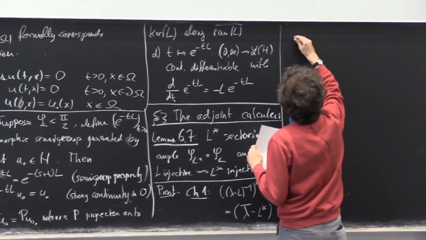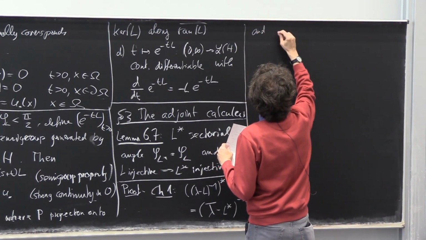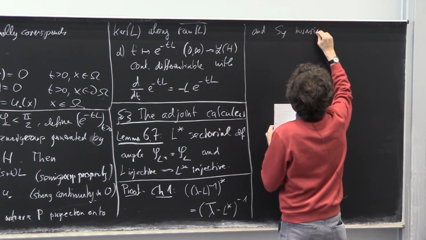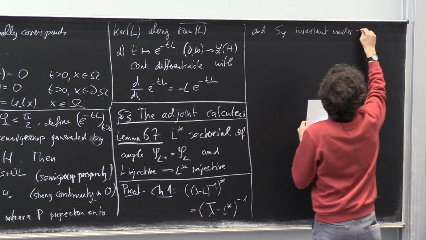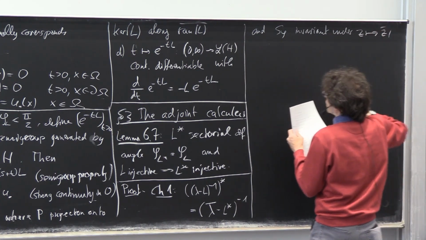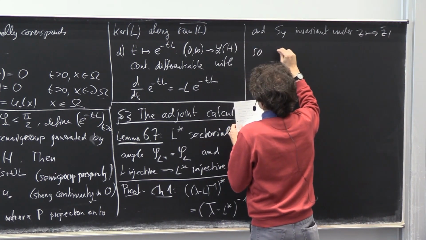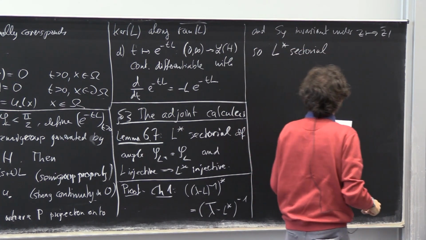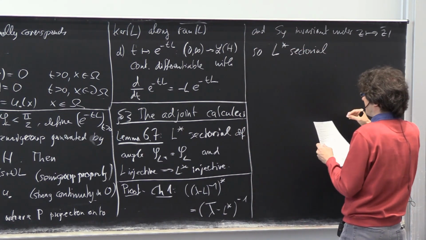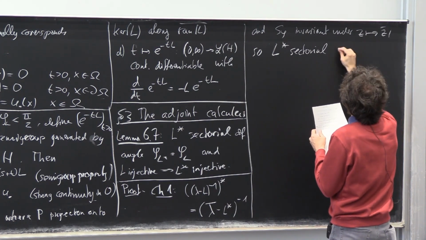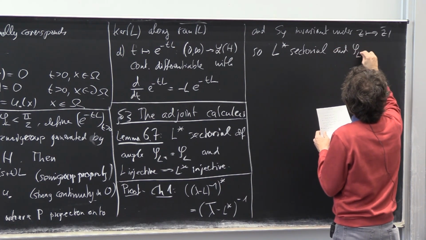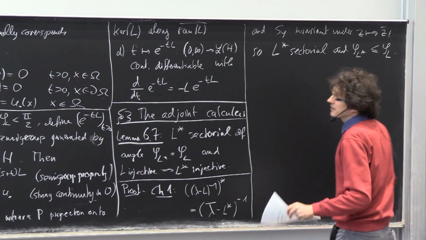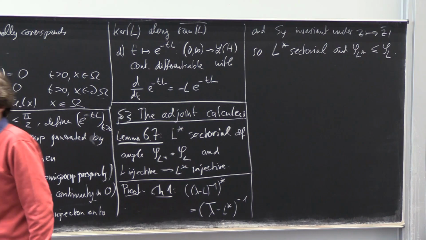So from this and the fact that S phi is invariant under complex conjugation, it follows that also L star is sectorial. Sectorial means the resolvent set is in the right exterior sector and resolvent estimates hold, and the sectoriality angle of L star is at least as good as the sectoriality angle of L.